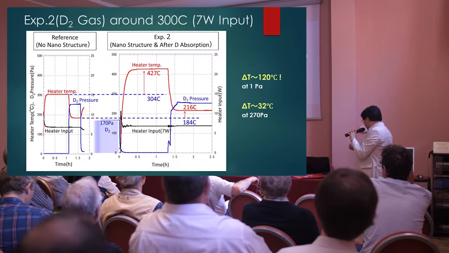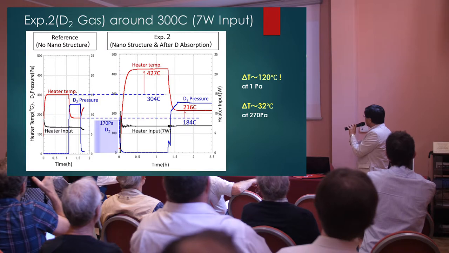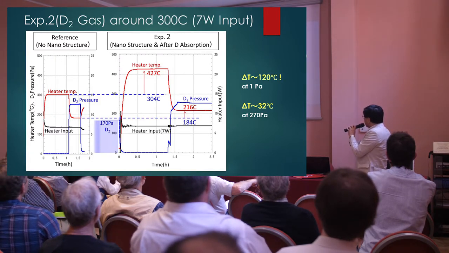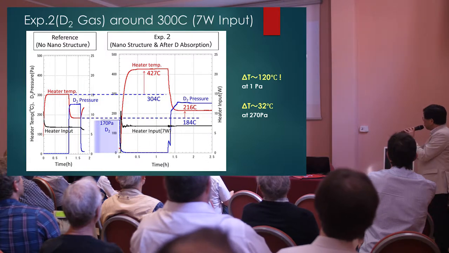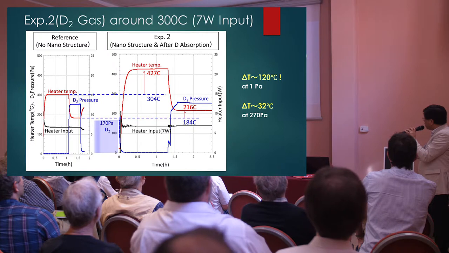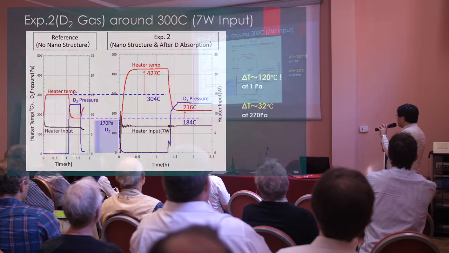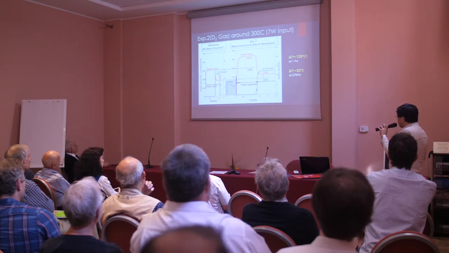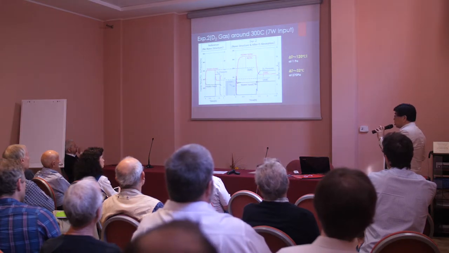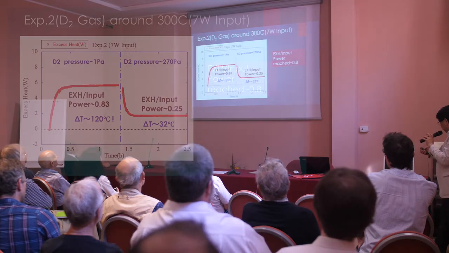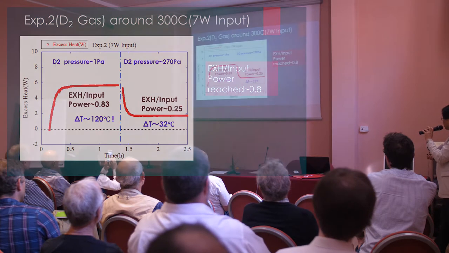And this is another example. If we input 7 watt, very small, and we get about 300 degrees centigrade, we can get a very large temperature difference. The blank run is 300, but the foreground run is above 427. So we get 120 degrees centigrade between the reference and the foreground. And if we put D2 gas, we also have a temperature increase of about 32 degrees. In this case, the ratio of excess heat to input power reached about 83%, and in this case, 25%.